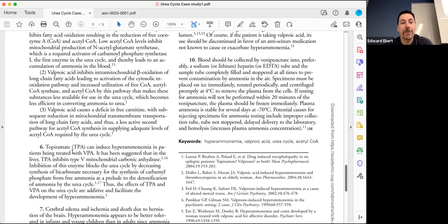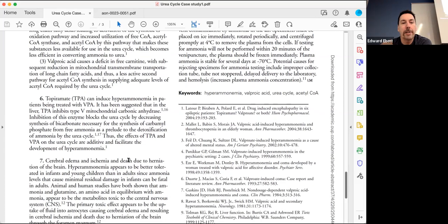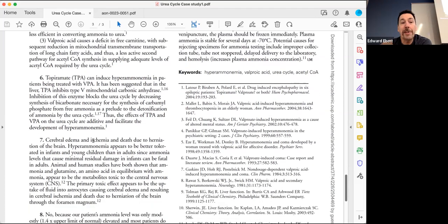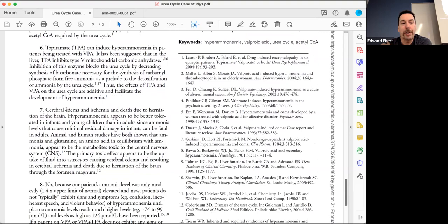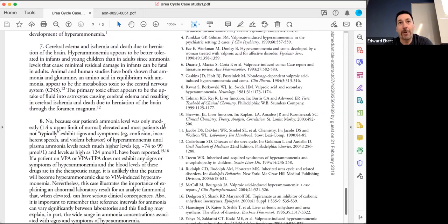All right. There are various other drugs that can induce hyperammonemia, particularly, this could be like one of these kind of drug interactions. Topiramate, TPA, can enhance this interaction with the VPA. Hyperammonemia can lead to cerebral edema, ischemia, so you can basically induce stroke and death due to herniating the brain, right? As opposed to herniating the brain by thinking too hard about all this, right?